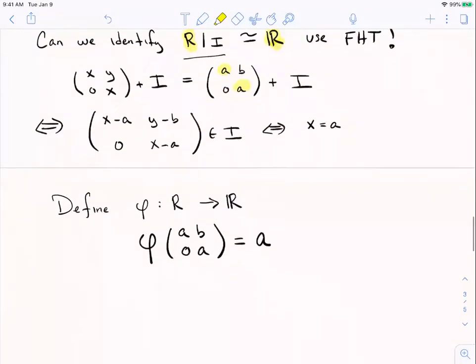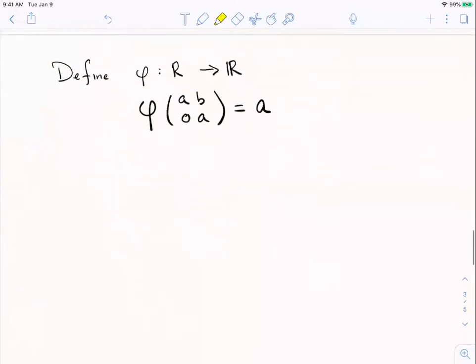So I would say that all of that means that we should try something like this. Let's see if this works. Let's send the matrix AB0A, that's an arbitrary element of R, let's just send it to A. At least that's a real number. And I have a feeling that this feels right because, after all, we said the entire coset is dictated by A. So that entire coset is going to go to the same number, and that should be how a homomorphism collapses things.